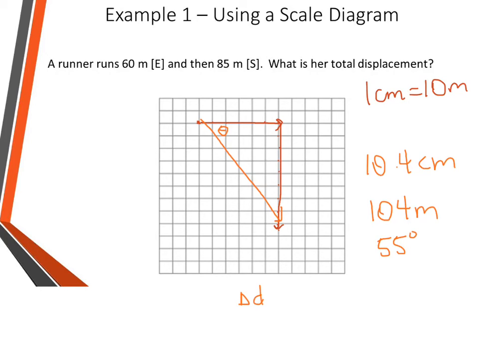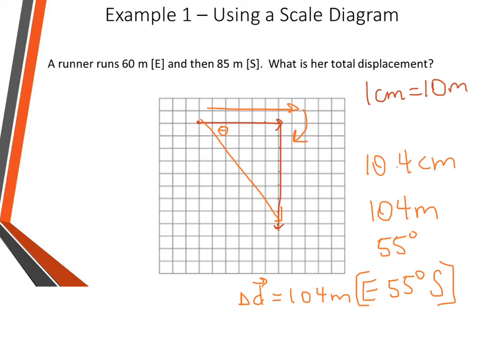So our displacement, so we're going to kind of write a therefore statement, would be 104 meters east, 55 degrees south. Because if you look, we're heading in the east direction, and then we're rotated down. So rotating down is in our south direction. So that's how you would solve that problem.